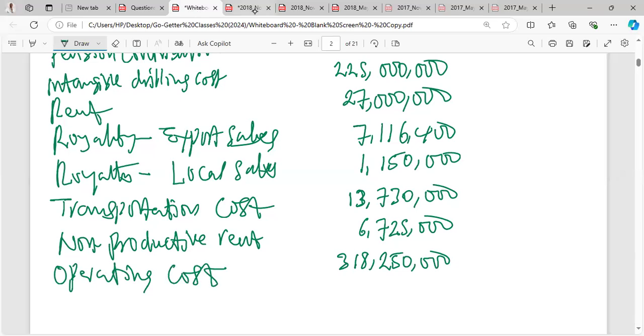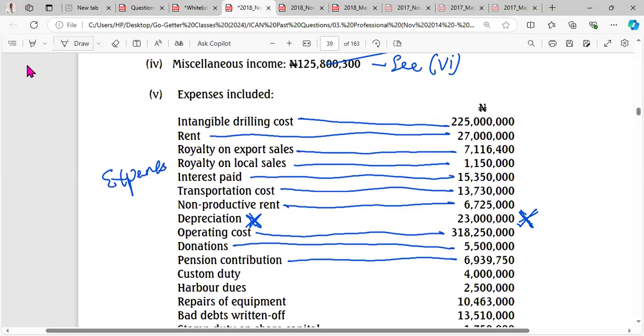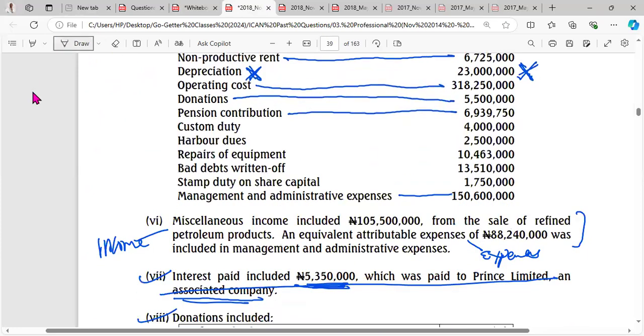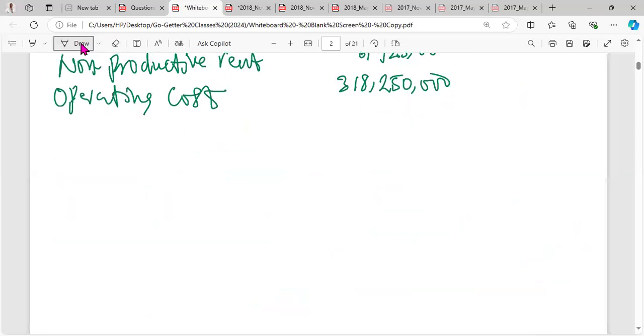And what's the next one? Custom duty. Because we've done donations and pension contribution, the next one should be custom duty, 4 million. Custom duty, 4 million.